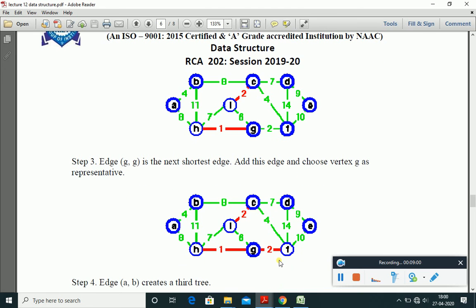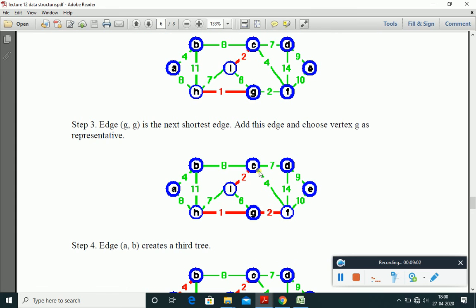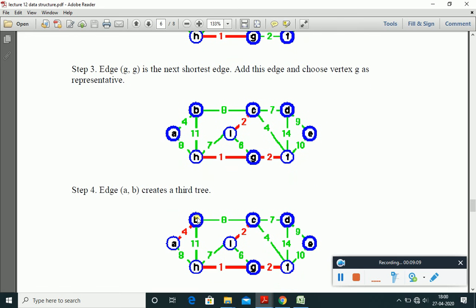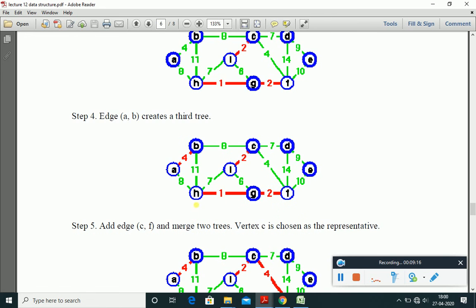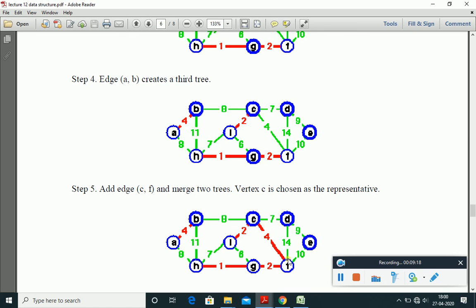Now we need to find the edges with weight 4. There are two edges, this one and this AB. Let's suppose we have taken AB, and in the next step we can take the CF. Still no cycle has been formed. What is the next edge? This 6 has the minimum weight among all remaining edges, but we cannot select this 6. If we select it, it will form a cycle.